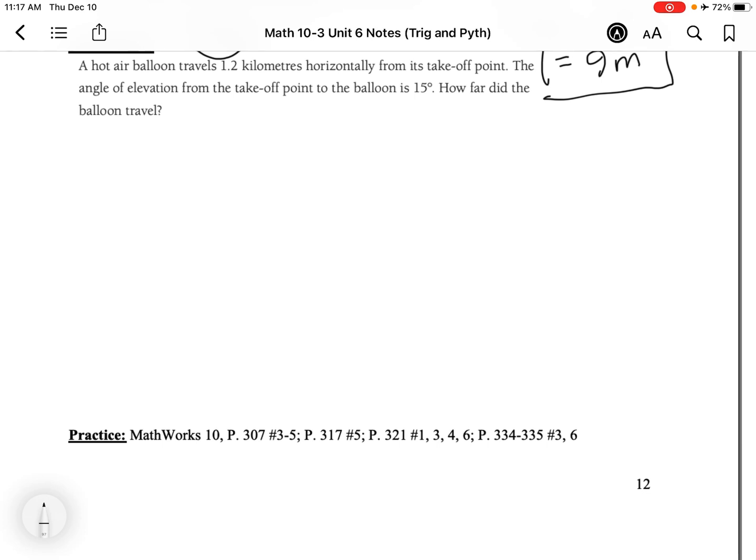A hot air balloon travels 1.2 kilometers horizontally from its takeoff point. The angle of elevation from the takeoff point to the balloon is 15 degrees. How far did the balloon travel? All right, well, the takeoff point is on the ground. So I'm going to draw the ground. Here's the ground. And let's say that this is the takeoff point.